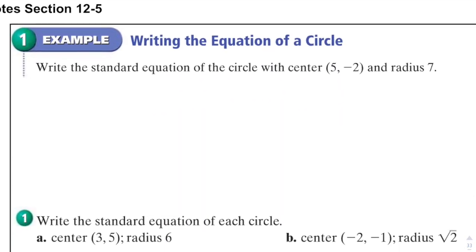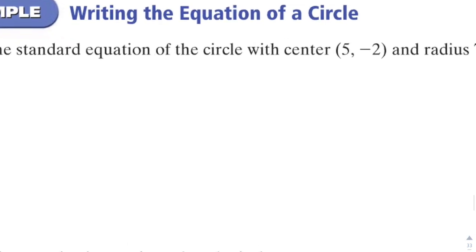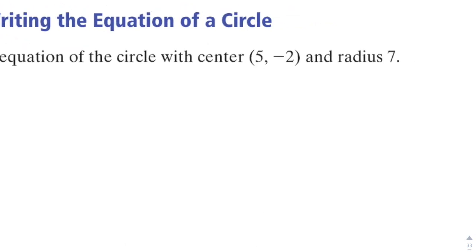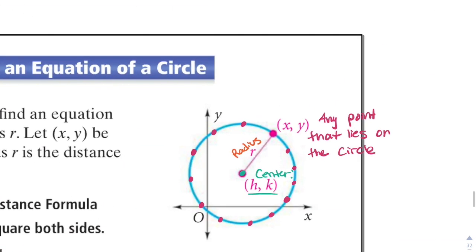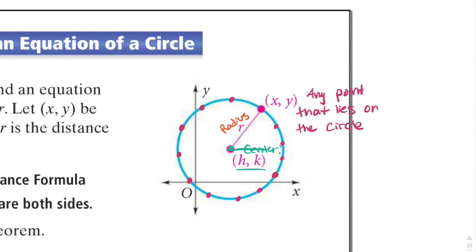So here's another one. Write the standard equation of a circle with center 5, negative 2 and radius 7. Well, it's x minus h squared plus y minus k squared equals r squared, which is kind of like leg squared plus leg squared equals hypotenuse squared, right? Leg squared plus leg squared equals hypotenuse squared. And all of a sudden you see a right triangle show up.